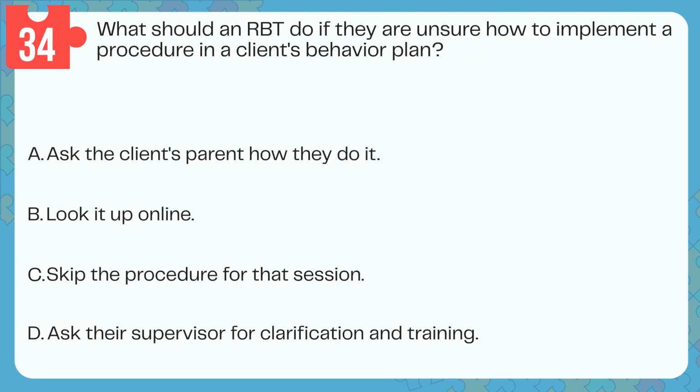Question 34. What should an RBT do if they are unsure how to implement a procedure in a client's behavior plan? A. Ask the client's parent how they do it. B. Look it up online. C. Skip the procedure for that session. D. Ask their supervisor for clarification and training.